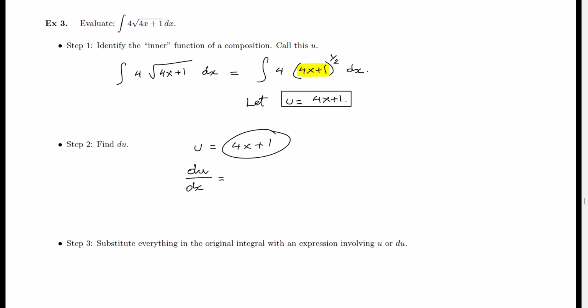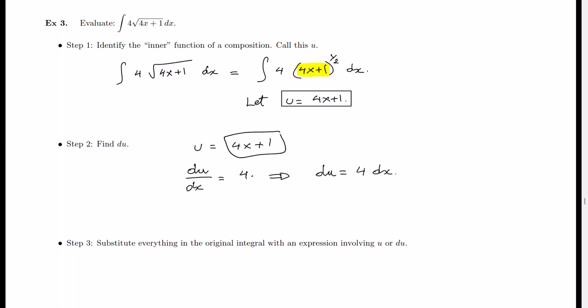So what's the derivative of 4x plus 1? Well, the derivative of 4x plus 1 is just simply 4, because the derivative of x is 1, and the derivative of 1 will be 0. And the last thing we do for these types of problems is rewrite this answer with the du separated from the dx.